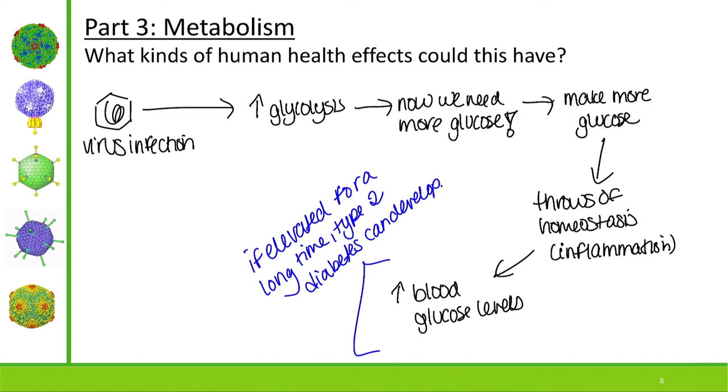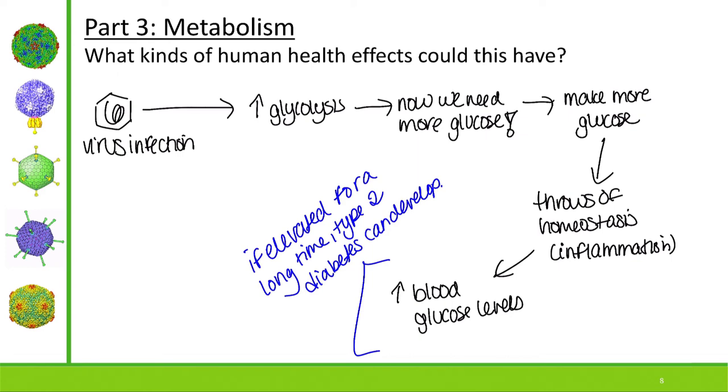And the same type of process or logic can be walked through when it comes to fats or fatty liver disease. Instead of glycolysis here, we would change glycolysis out for fatty acid production. So we increase fatty acid production. Now we need more fats. And so what's going to happen? You're going to ingest more of those. More fats are going to come in. It's going to throw off homeostasis. It's going to cause inflammation.